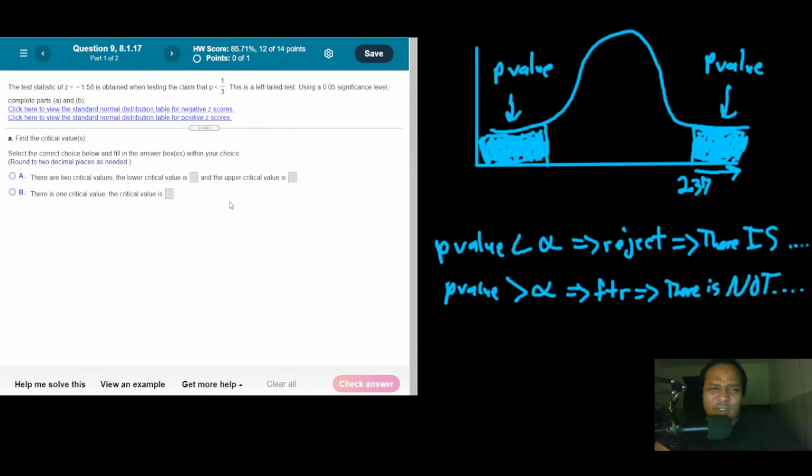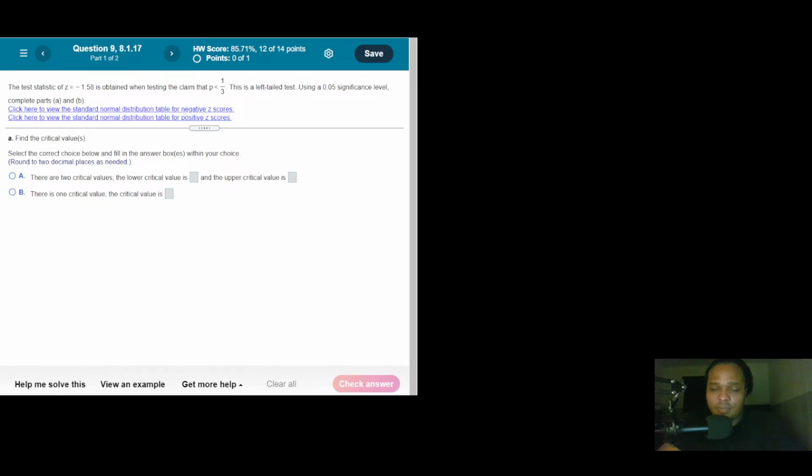Let's see what they got going on here. It says find the critical values. Well, let's write this down right quick. You remember how the p-value depended on your test statistic? Your critical value, which is another z-score.